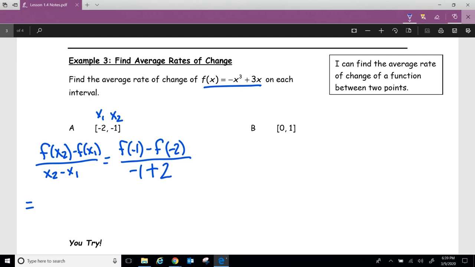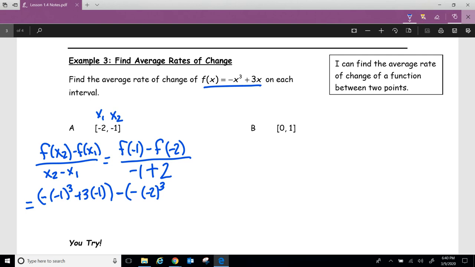So f of negative 1, I'm plugging in negative 1 into my function. I've got minus negative 1 cubed plus 3 times negative 1. This is just f of negative 1. And from this, I'm going to subtract off f of negative 2. So we're going to plug in negative 2. So minus negative 2 cubed. There's so many negative signs going on.